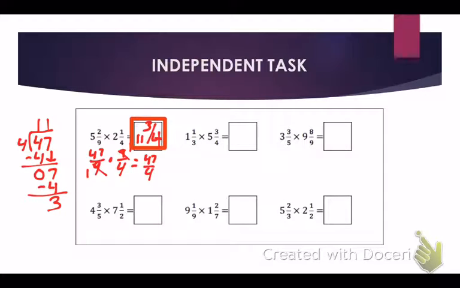I'm going to do this one in blue. Convert from my mixed number to improper fraction. 3 times 1 is 3 plus 1 is 4. That's 4 over 3 times 23 over 4. Alright, this is what you should have done on yours already.